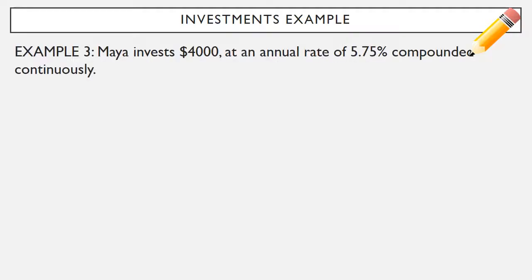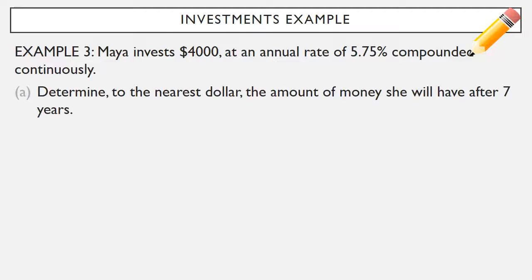Let's take a look at another example. Take a moment to pause, read through the scenario, and identify key information. So to start off, I'm going to underline the 4,000, the rate, and the keywords compounded continuously. Let's identify what those would represent as variables. I'm investing $4,000. Excuse me, Maya is. I like to dream that I have money. So Maya is investing $4,000. That's my initial amount or my principal amount.